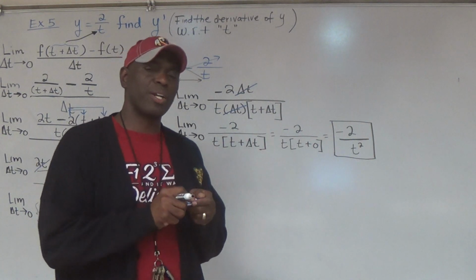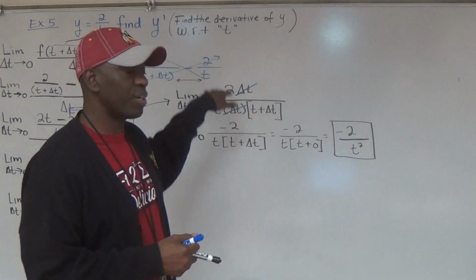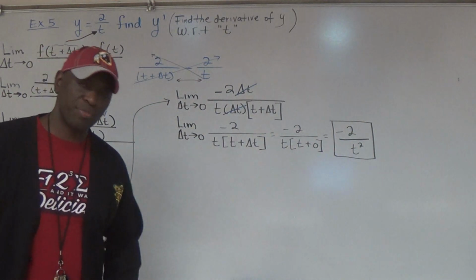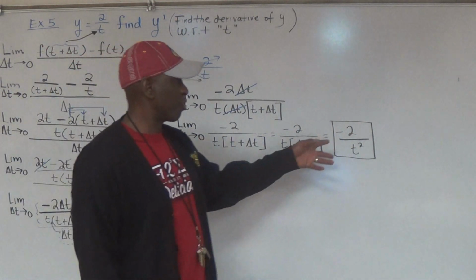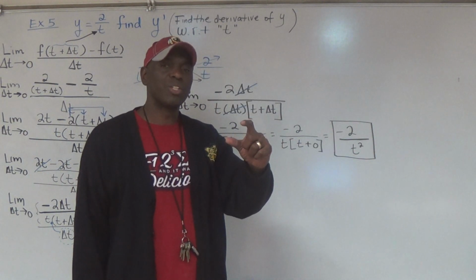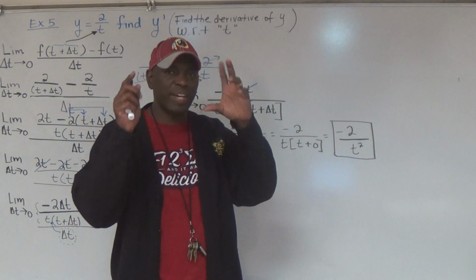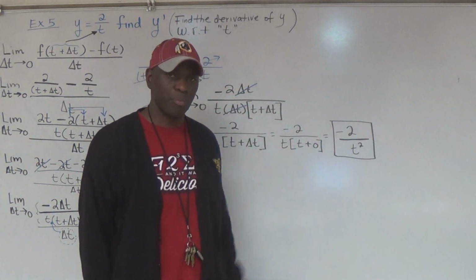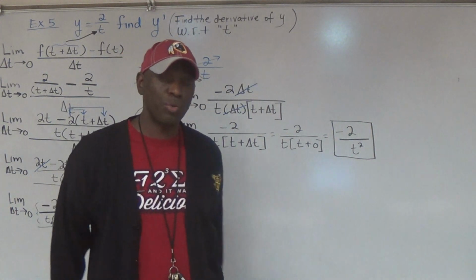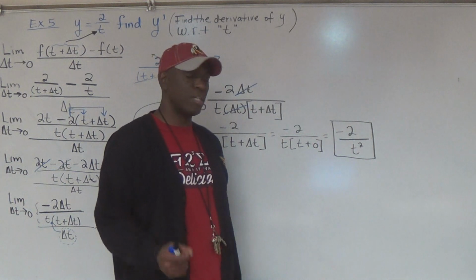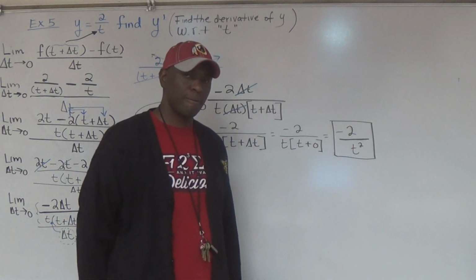And notice, I didn't want the derivative of this function at a particular point. It just asked for the derivative. And here's the derivative. Which means if I were to give you a point, you could use the x value of that point, plug it in, and find the slope of the curve at that given point. But they didn't ask for that. All we wanted was the derivative. And there you have it. Negative 2 divided by t squared.